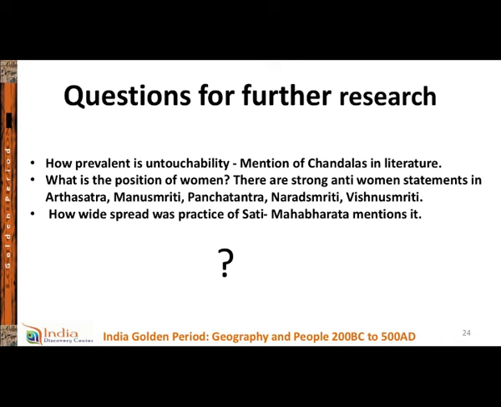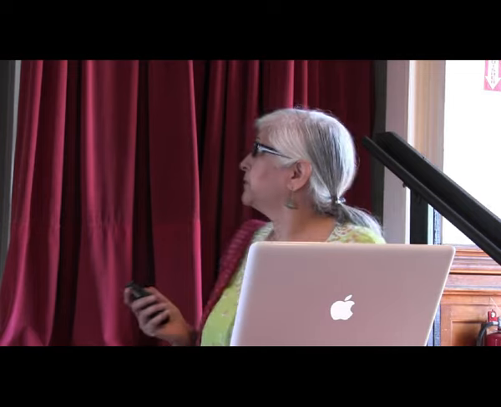How prevalent was untouchability? Literature mentions Chandalas. And also, what is the position of women? There are strong anti-women statements in the Arthashastra, Manusamhita, Panchatantra, Vishnu, and others. How widespread was the practice of sati? The Mahabharata mentions it. We should inquire into what took place and also what was the position of women. I think that's a really important factor. And these were some of my references. Thank you.